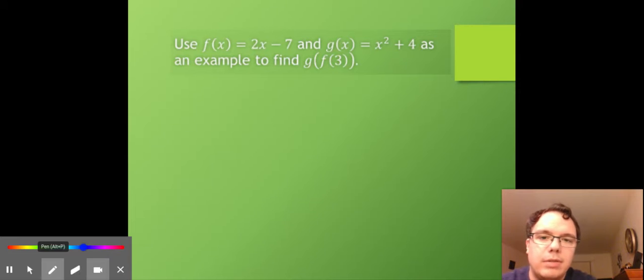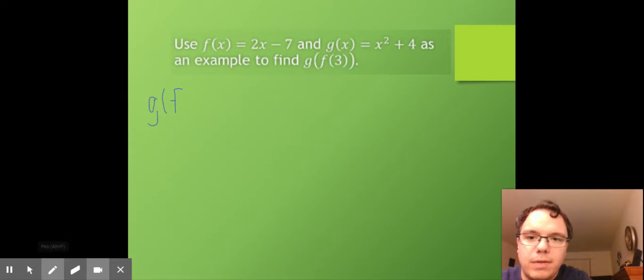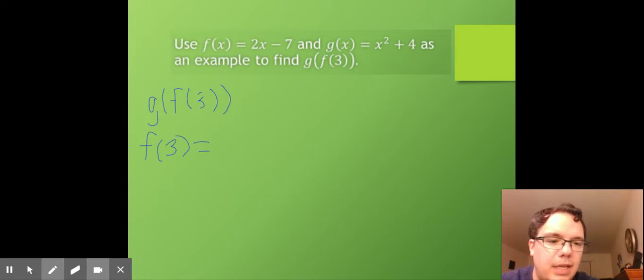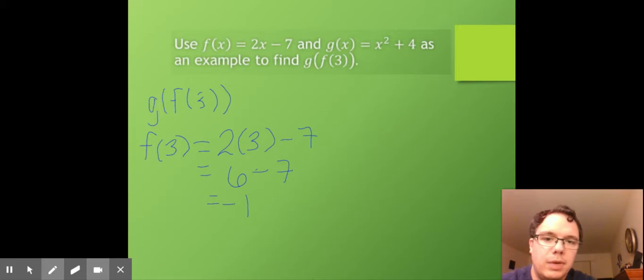So if we have f of x equals 2x minus 7, g of x equals x squared, and we want to find g of f of 3, the first thing we're going to do is start with what's inside the parentheses. So we're going to find f of 3. That means anytime in the f function we see an x, we're going to replace it with a 3. So 2 times 3 is 6, and 6 minus 7 is negative 1. So now that we know f of 3 is negative 1, we can substitute it for our value in the parentheses and plug in negative 1 instead of f of 3, and we'll get g of negative 1.